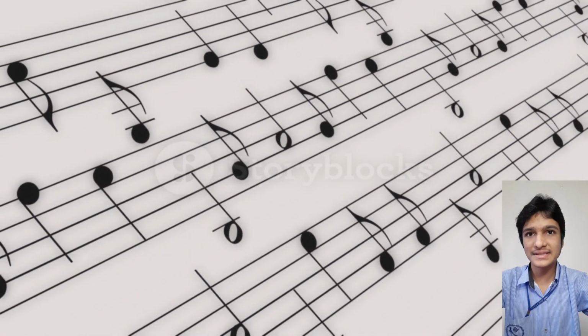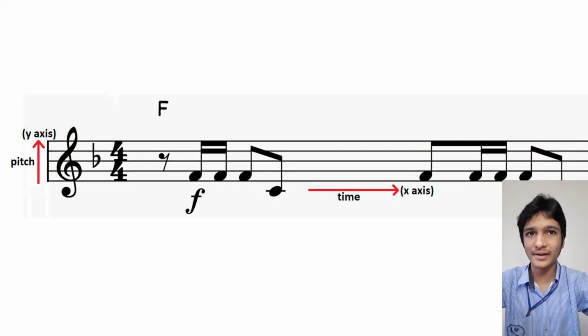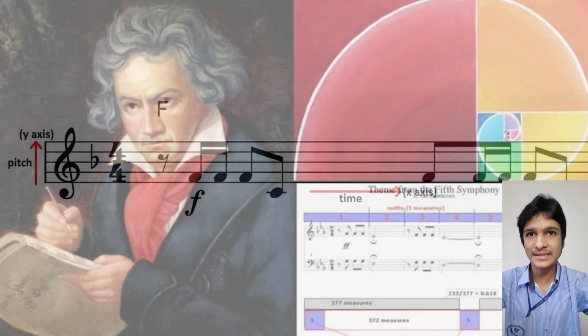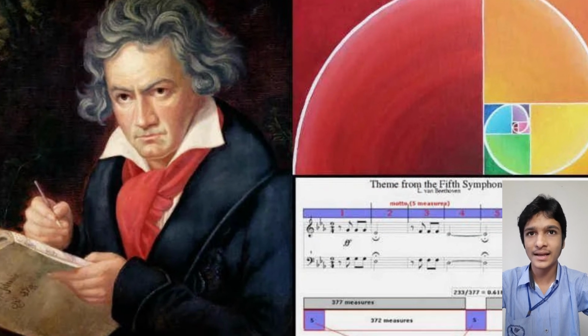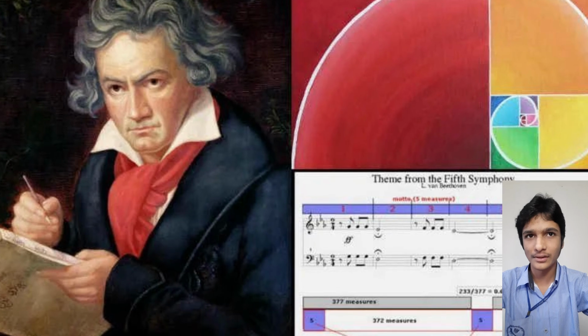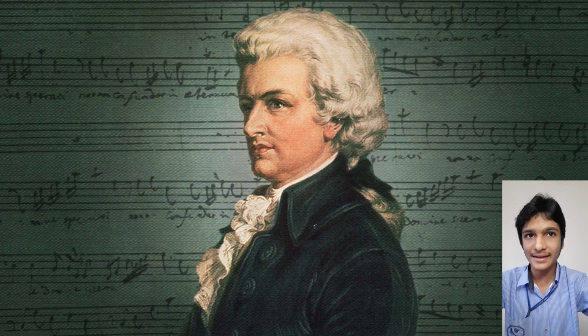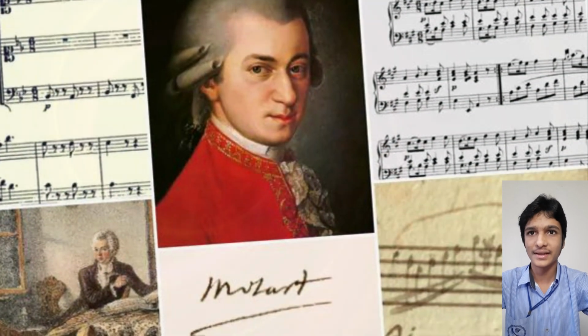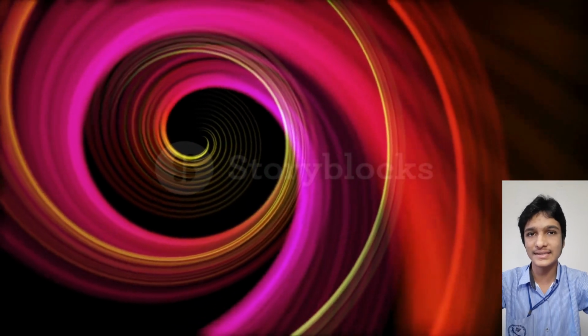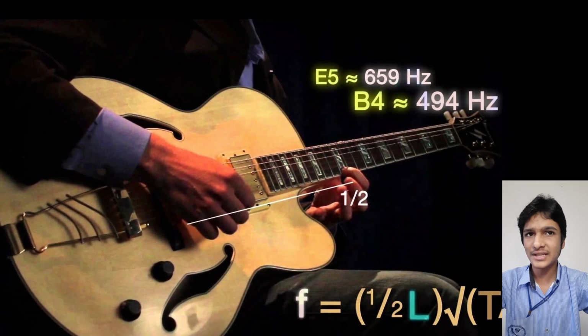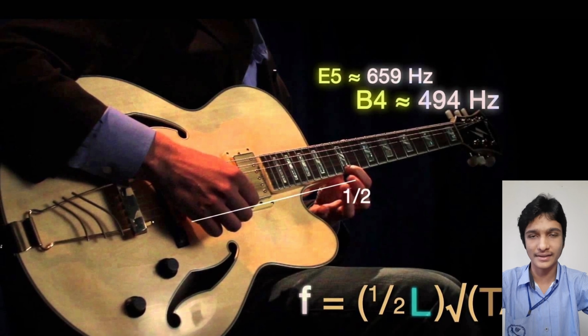Whether it's the notes in staff notation essentially being coordinates, the fact of climaxes being situated in most pieces around the point of golden ratio, or Mozart making a note of mathematical equations in his compositions, music and mathematics are inseparable. Can we establish any relationship between mathematics and a guitar?